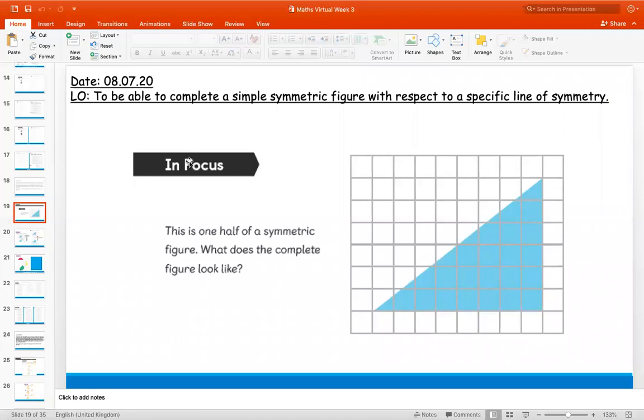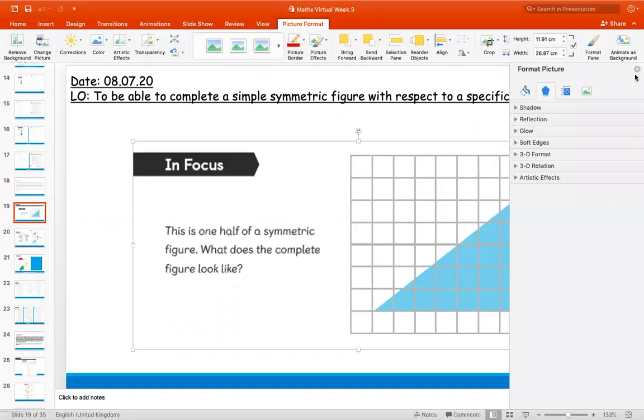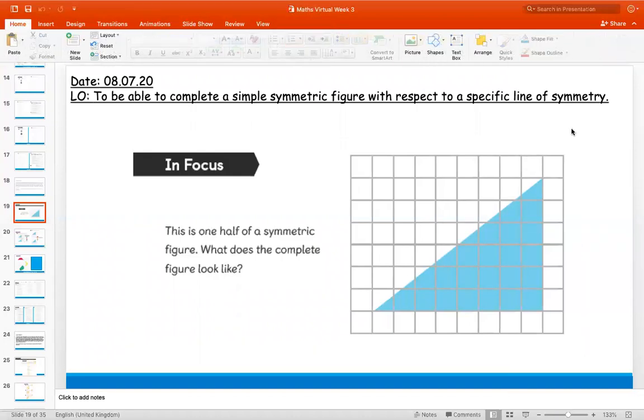Now, we've got the in focus in front of us. We can see that we've got a figure on our grid paper and I was going to say the name of the shape, but you should all know that it's a triangle. But what type of triangle is it? Just to test if we remember the types of triangles, the different names. What's the name of this specific triangle? Does anybody know? If you do know, just write it down and then you can show me when you send your work through.